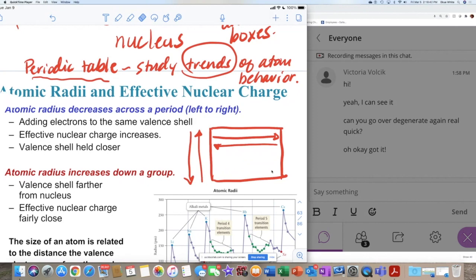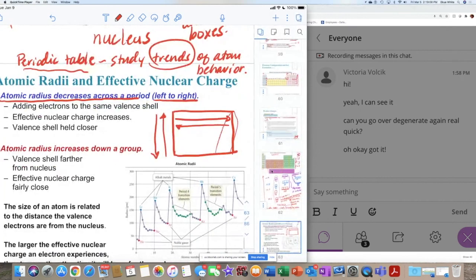So we're going to start with atomic radius. Scientists noticed there was a connection between the radius, the radii, and the position of the atoms in the periodic table. So let's start with the overgeneralization, right? The trend. What is the observation? The observation here is atomic radius decreases across the period from left to right.